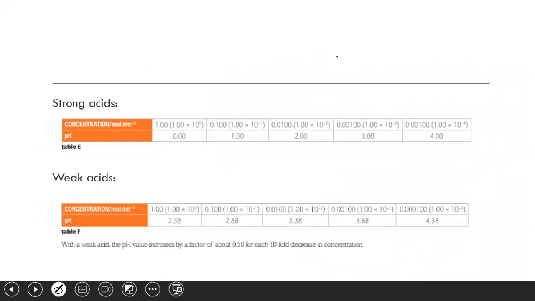Now, let's take a look at this table. This is showing us the concentration of the acid. Over here, we have 1, then 0.1 mole per dm cube, 0.01 mole per dm cube, 0.001 mole per dm cube, right? So as you can see, the concentration is changing.